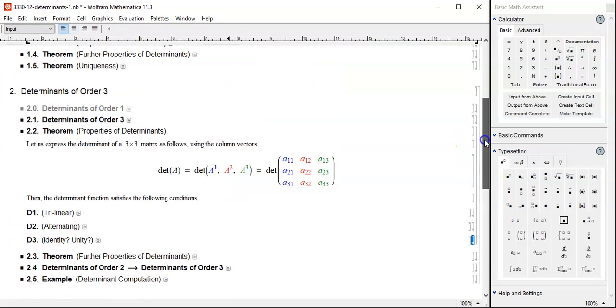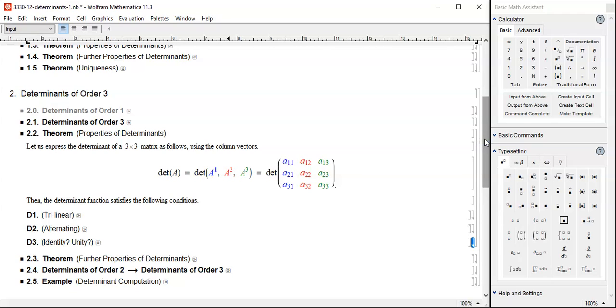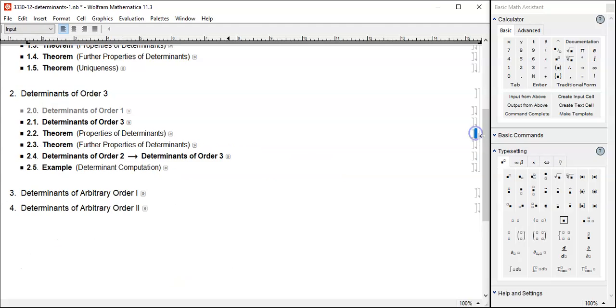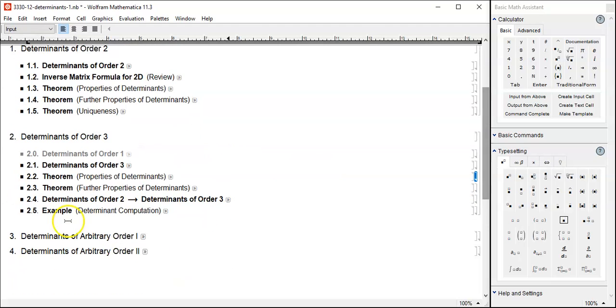So we have all these properties here. We proved the identity property, but trilinearity and alternating properties we didn't prove yet. We're going to prove those in section 3 along with the arbitrary order.